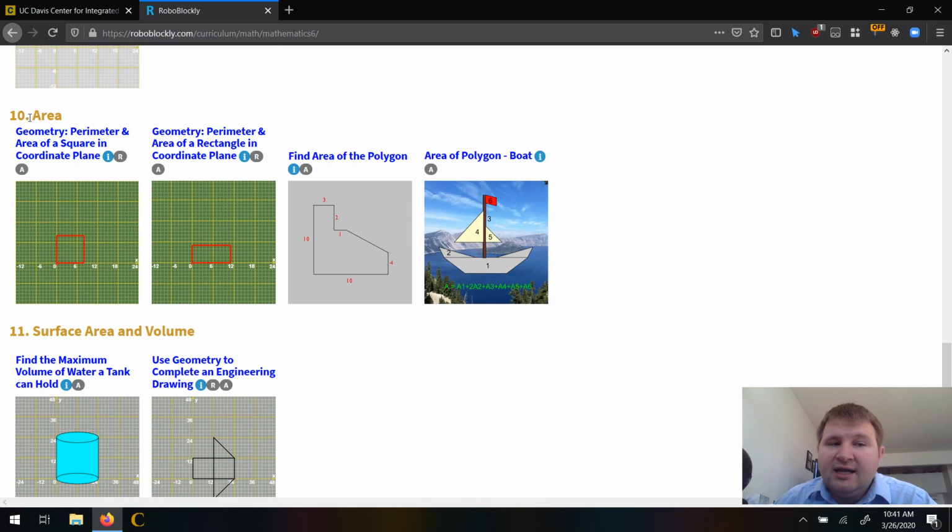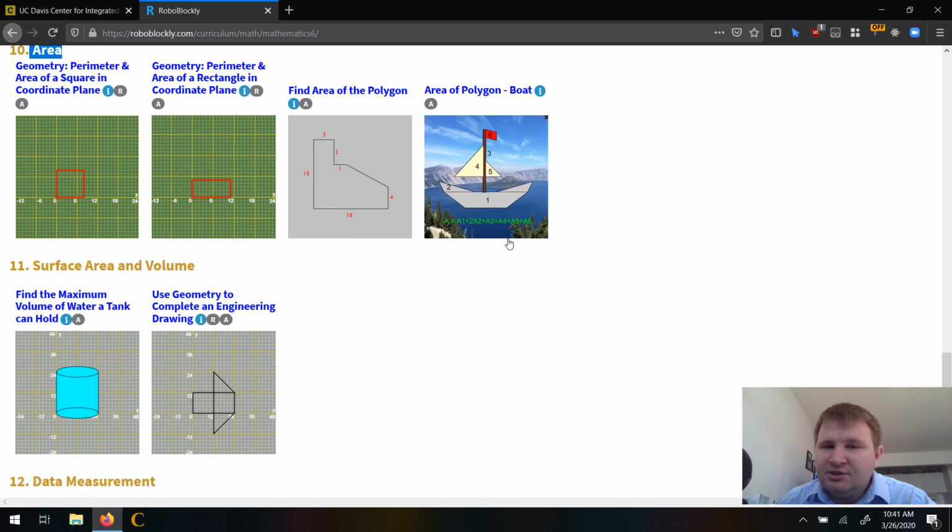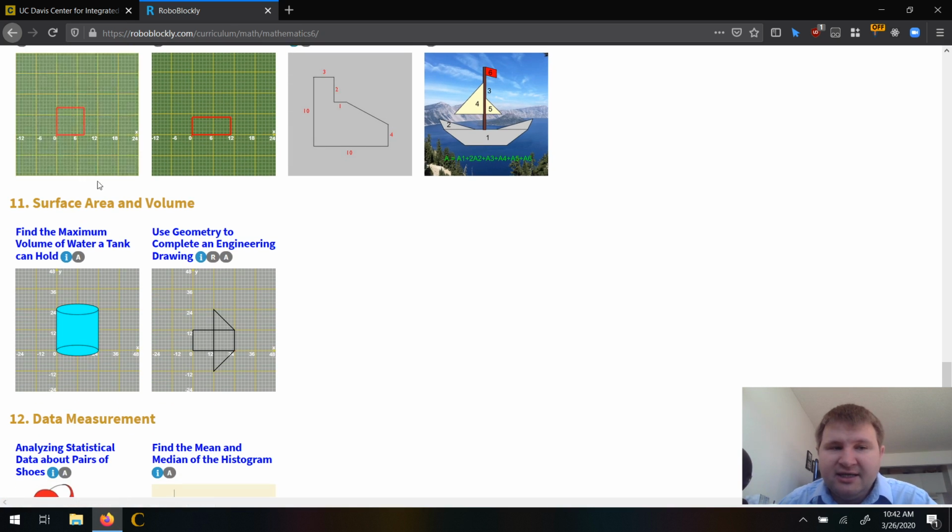Section 10 goes into areas, so looking at the geometry of a square or a rectangle, or using combinations of shapes to determine the area of more complex shapes like we might see here, or to determine the area of this boat polygon, just by combining all these different shapes that the students are familiar with. And so it starts to become a much more dynamic multi-step problem instead of a simple area of a rectangle.